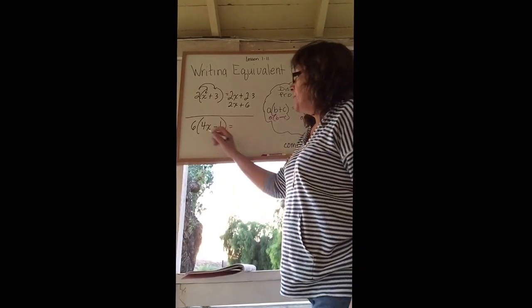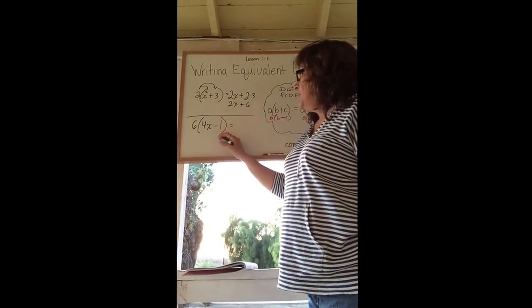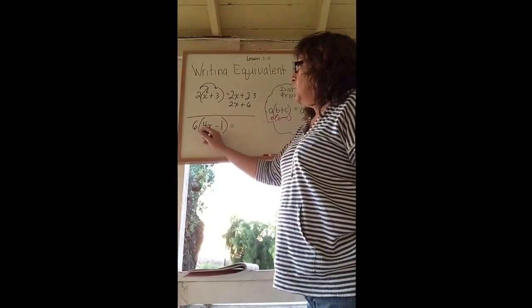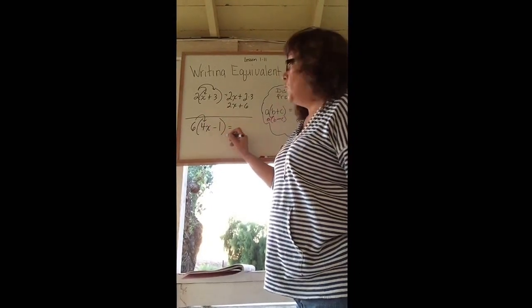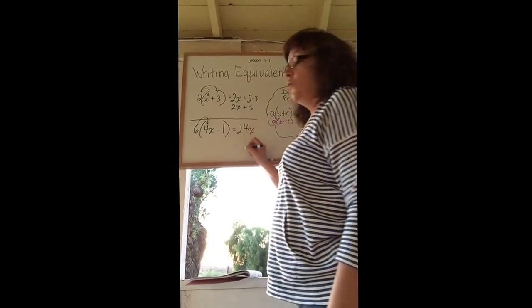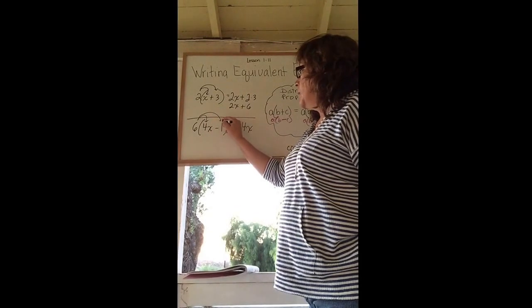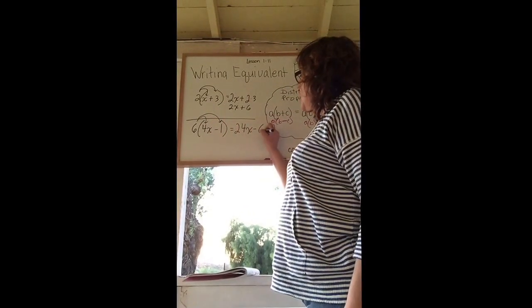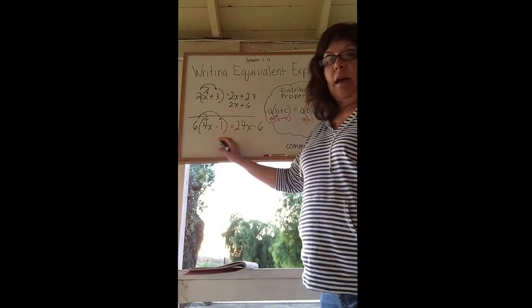Let's do another one. 6 times the quantity of 4x minus 1. That's equal to, use the distributive property. What is 6 times 4? 24. So it's 24x. And what is 6 times 1? 6. 24x minus 6. That expression is equivalent to that one.